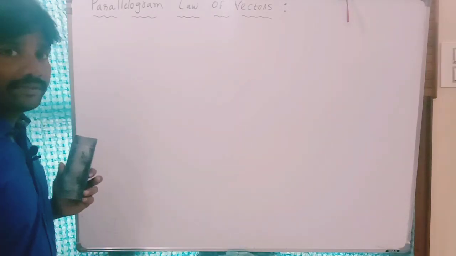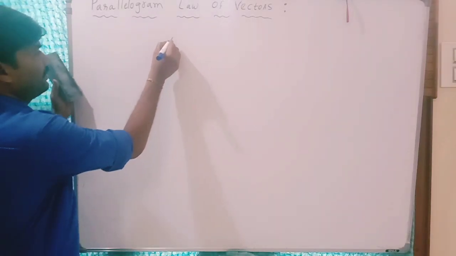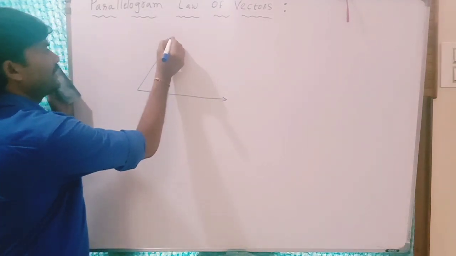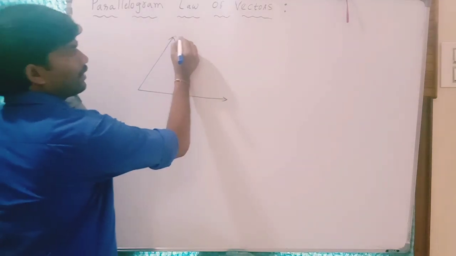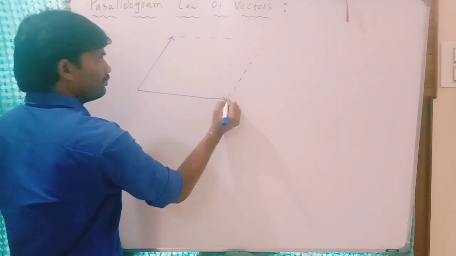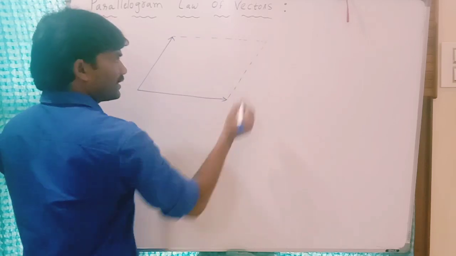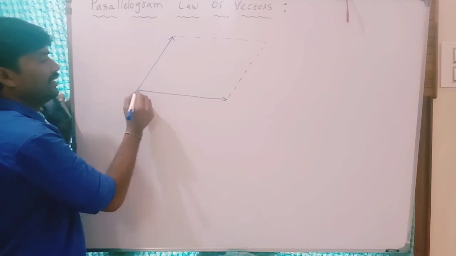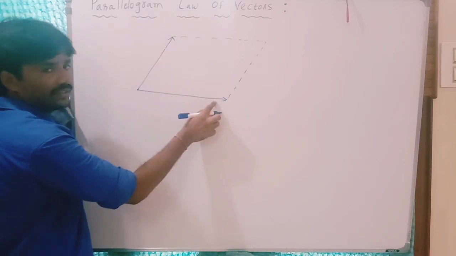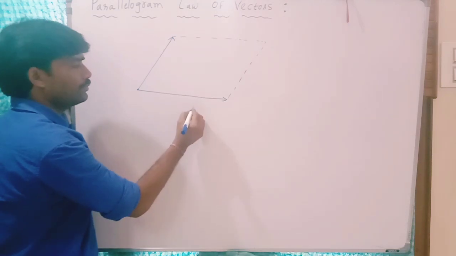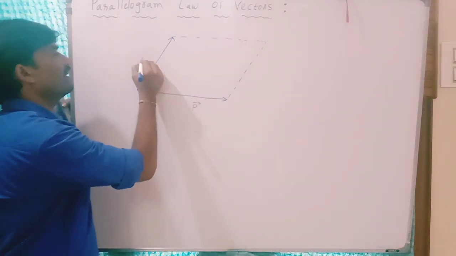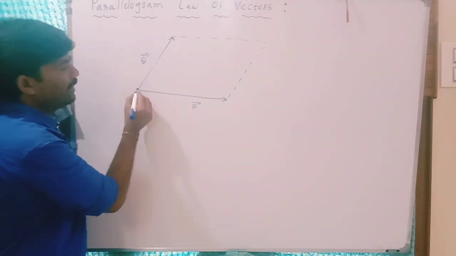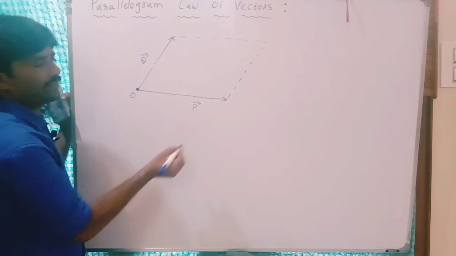According to this law, if two vectors are represented by two adjacent sides of a parallelogram in magnitude and direction, this is the parallelogram. You can see here, a parallelogram consists of four sides, with opposite sides equal in length and parallel to each other. If these two sides represent the magnitude and direction of two vectors, this is the P vector and this is the Q vector, both acting simultaneously on this point O in different directions.